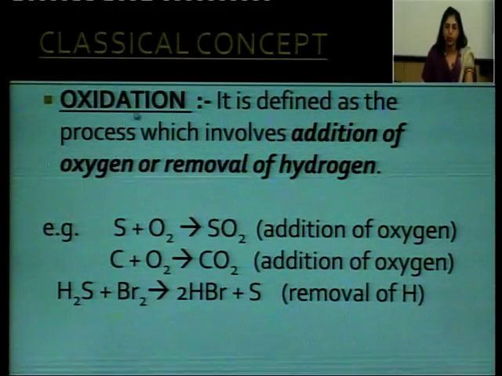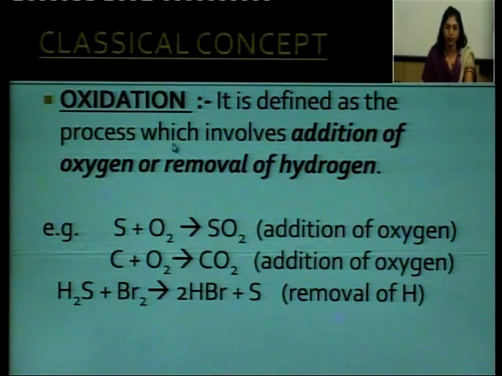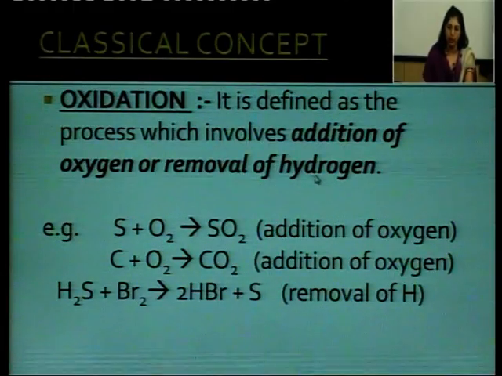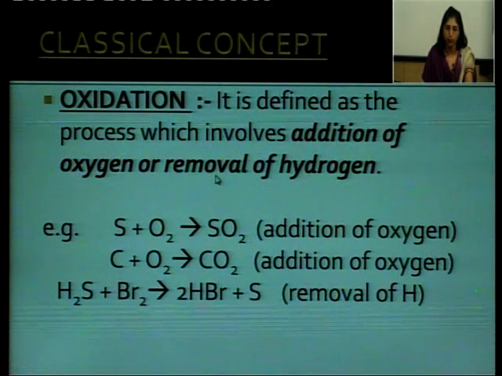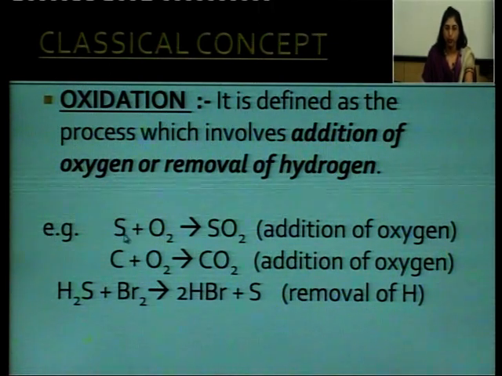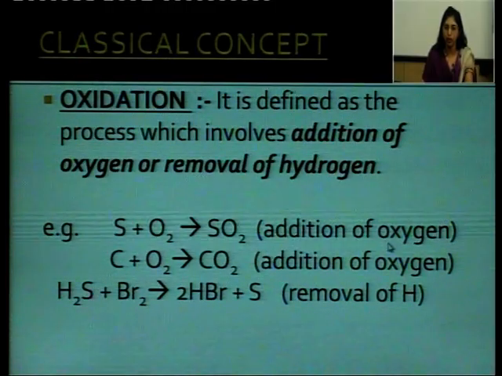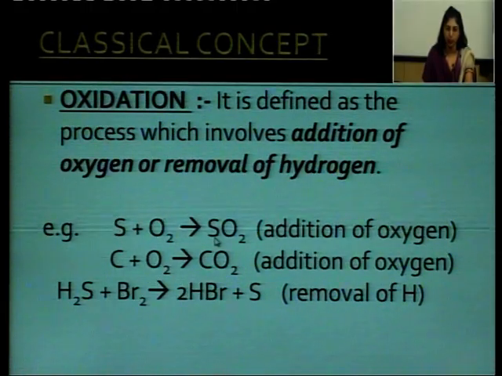Now, what is oxidation according to the classical concept? It is defined as the process which involves addition of oxygen or removal of hydrogen. That means, it is that process in which either oxygen is added or hydrogen is removed. For example, when oxygen is added to sulfur, it forms sulfur dioxide, that is SO2. This reaction shows the addition of oxygen, which means it is an oxidation process.